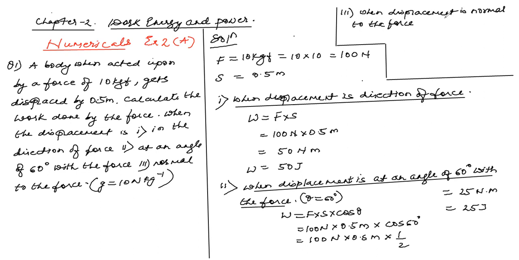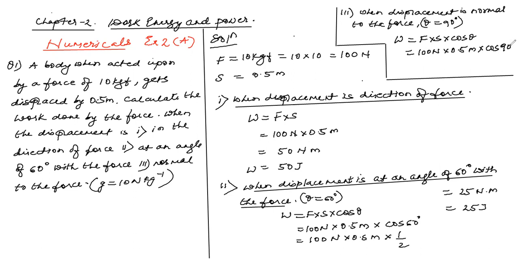Normal means perpendicular. Perpendicular means they make an angle of 90 degrees, theta equals 90. So W is equal to F into S into cos theta. So you put in the values, children, it doesn't matter. This is 100 Newton. This is 0.5 meters, sorry, but cos of 90.